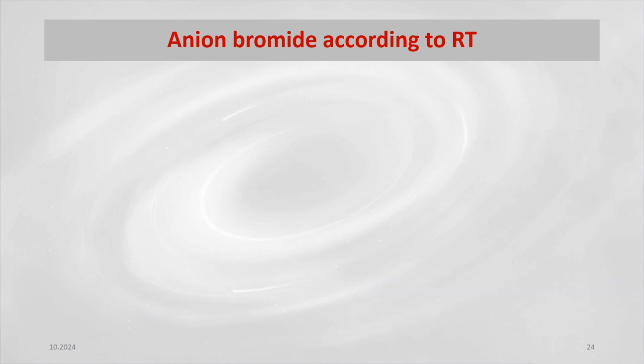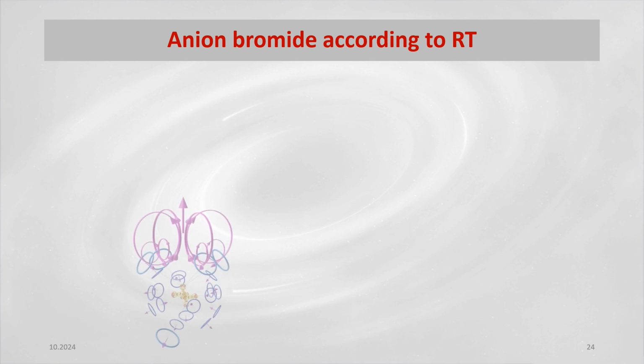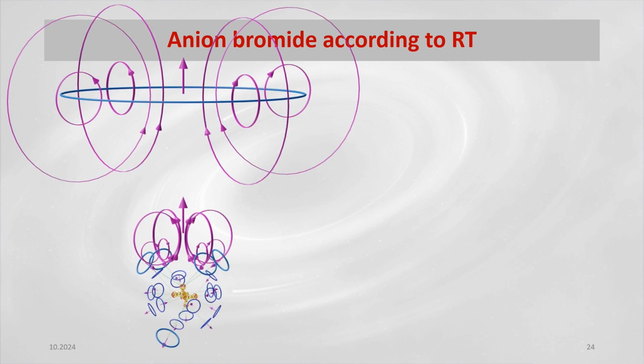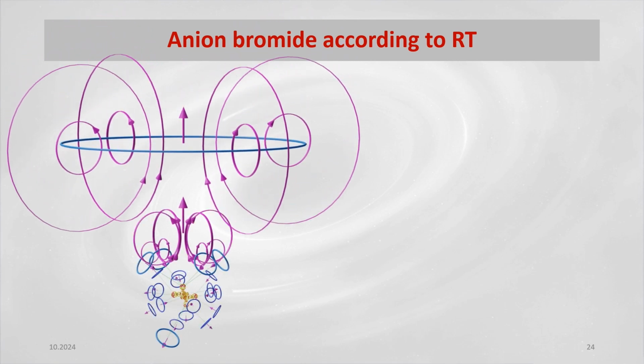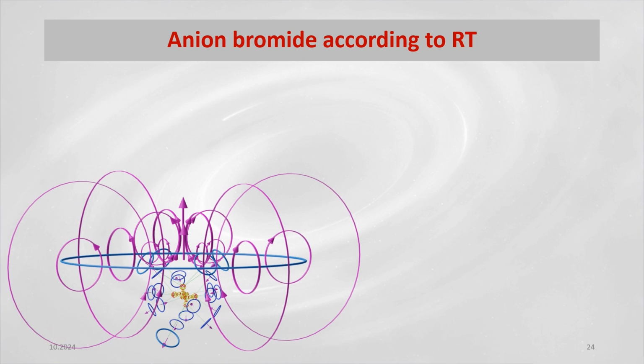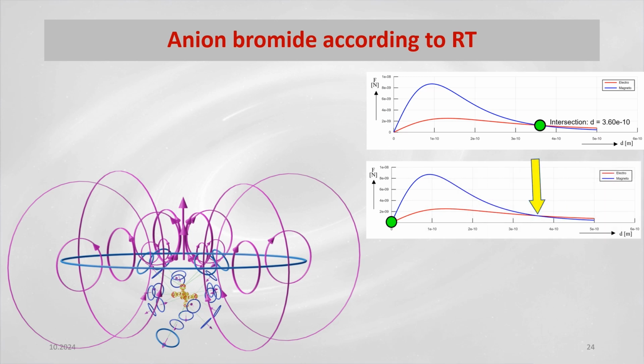In a similar way, we can present the formation of the bromide anion. From the graphs for calculating electromagnetic forces, it is clear that the distance of capture of the free electron is much greater than that of the fluoride anion, and the magnetic force of attraction is also significantly stronger. This also results in a more stable bromide ion.